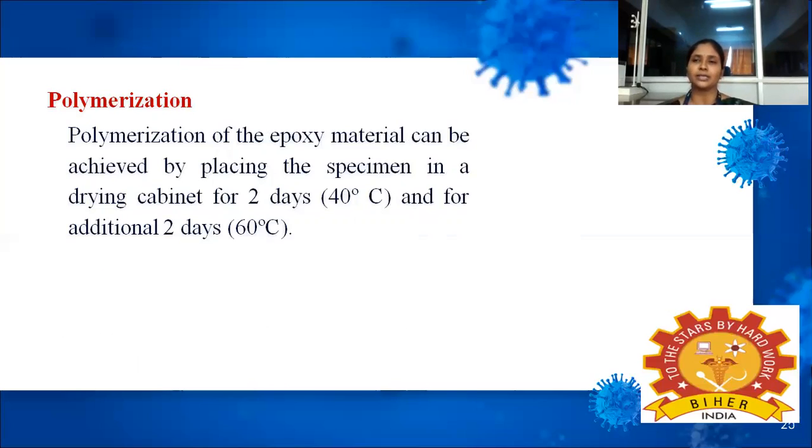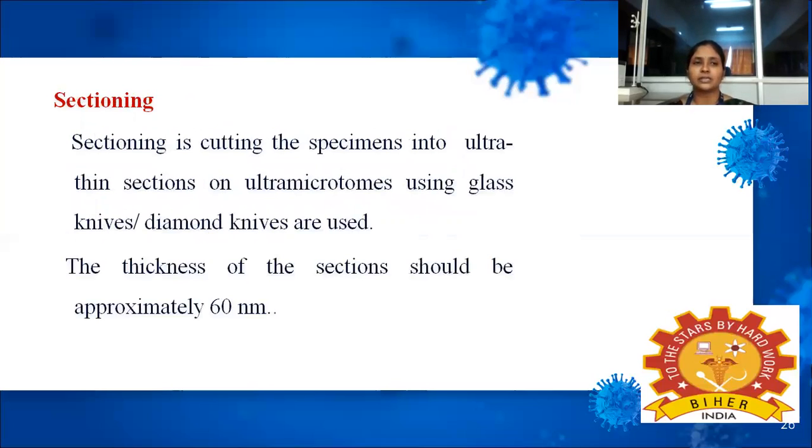Polymerization of the epoxy material can be achieved by placing the specimen in a drying cabinet for 2 days at 40 degrees Celsius, and for an additional 2 days at 60 degrees Celsius. Next, after the primary fixation and the embedding or polymerization process, the last stage is the sectioning process. This is about the specimen preparation, not the sample preparation. So sectioning is the third step.